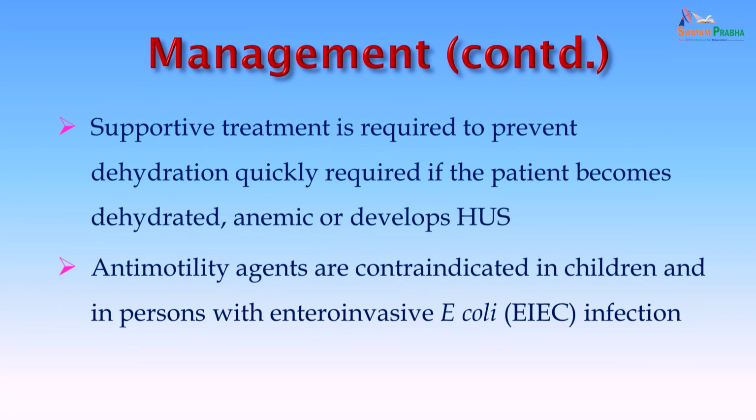Supportive treatment is required in most diarrheas to prevent dehydration. This is quickly required if the patient becomes dehydrated. If the patient becomes anemic, appropriate therapy would be required. The patient should be given normal food so that he recovers and does not land up with anemia, and he must be observed to see that he does not develop hemolytic uremic syndrome. Antimotility agents are contraindicated in children and persons with enteroinvasive infection or the EIEC infection. So, even antimotility agents are contraindicated in these patients. So, the essential basis of therapy is giving enough fluids and maintaining hydration of the patient.